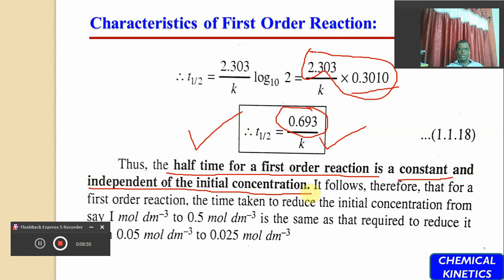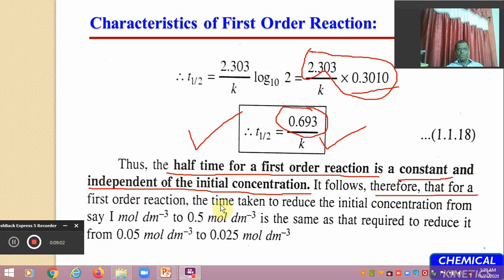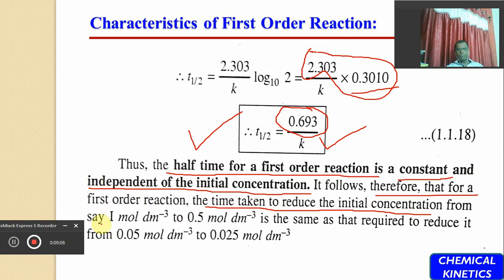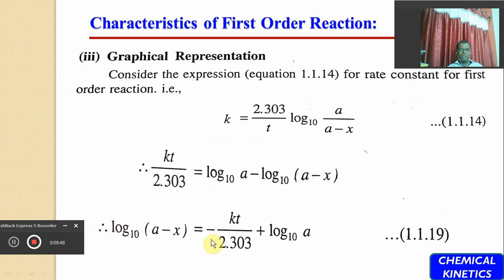Remember that the half-life period of a first order reaction is constant and it is always independent of the initial concentration of the reactant, and hence it follows that for a first order reaction the time taken to reduce the initial concentration from 1 to 0.5 mole per dm cube is the same as the time required to reduce from 0.05 to 0.025 mole per dm cube of the reactant. So whatever time is required to reduce the concentration from 1 to 0.5, it will be the same as that required for the concentration to reduce from 0.05 to 0.025. So these times will be exactly identical because these times are called the half-life period.